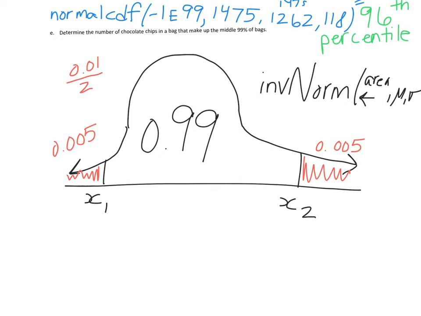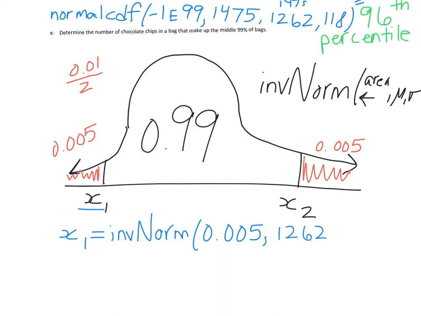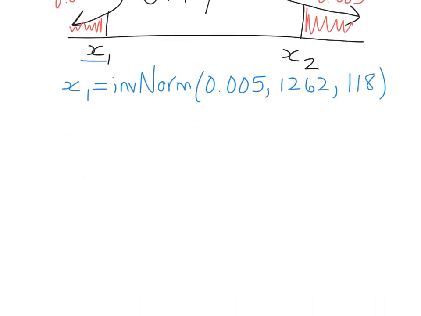Okay, so our first value, x1, inverse norm because we're given area to the left and we want to find the value. Area to the left is 0.005. We have our mean and our standard deviation. And we put that in our calculator. And we can round to the nearest chocolate chip. So we could say 958 chocolate chips starts that middle 99%.